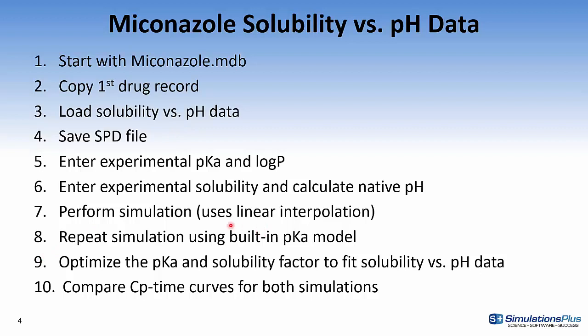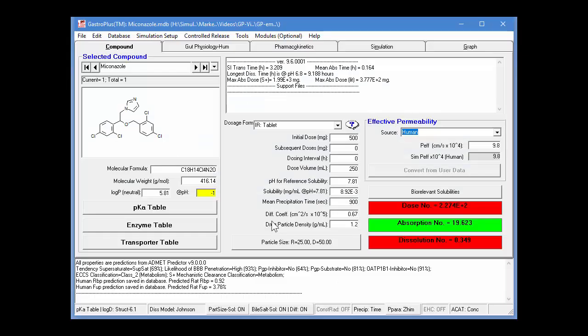Now this first simulation just uses linear interpolation of the solubility versus pH curve. And as you'll see, this isn't the best way to perform the simulation. Then I'll repeat it using the built-in pKa model in GastroPlus, and then optimize the pKa and solubility factor to fit the solubility versus pH data a little bit better. And then finally compare the Cp time profiles for the fit to the solubility data versus using just a linear interpolation.